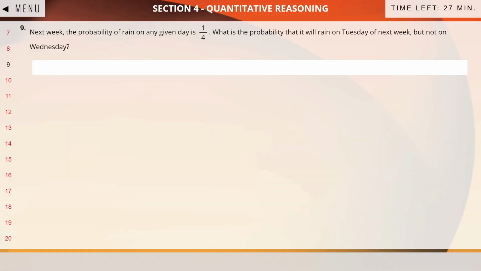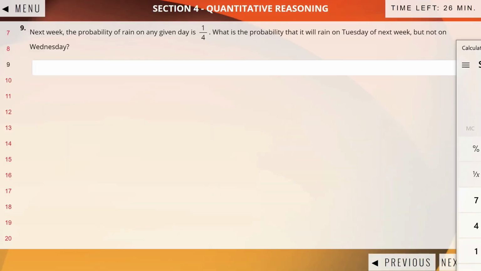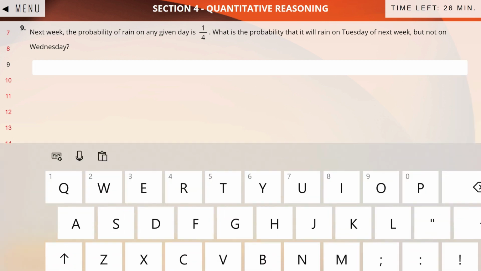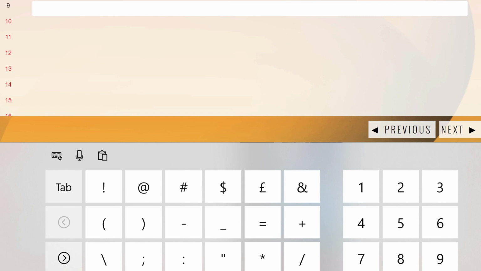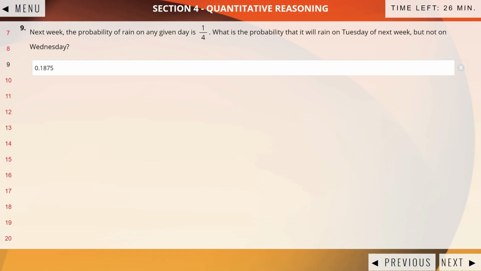Sorry, maybe they want a percentage, so I'll use my calculator here. Could do that in my head, but showing off a bit too much. 3 divided by 16 is 0.1875. That's weird, but anyway, 18.75%. Probability of rain on any given day is a quarter. What's the probability of rain on Tuesday? Yeah, that's a quarter, but not on Wednesday. Yeah, it has to be that. Okay, cool.